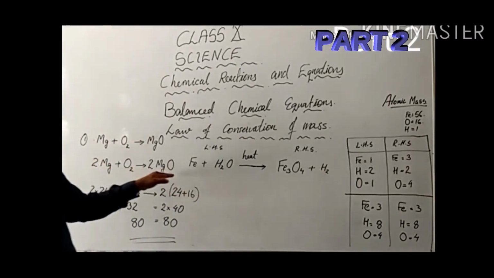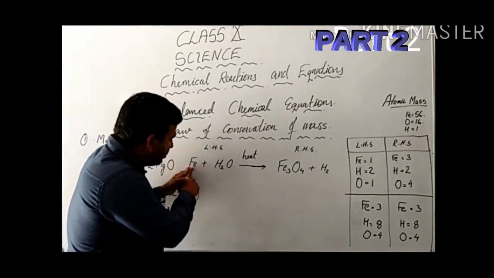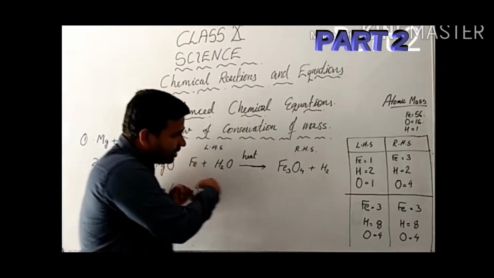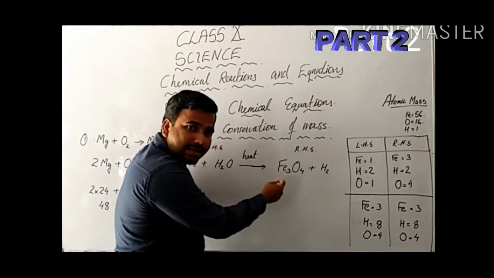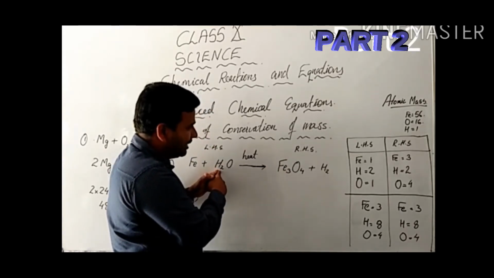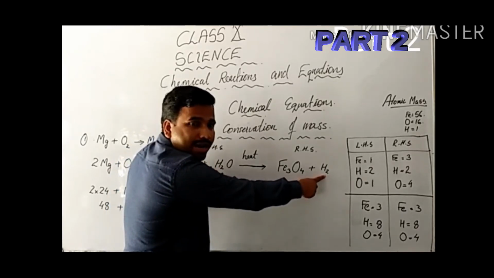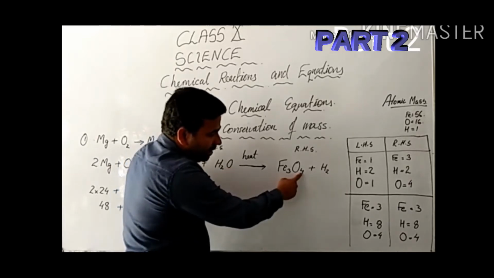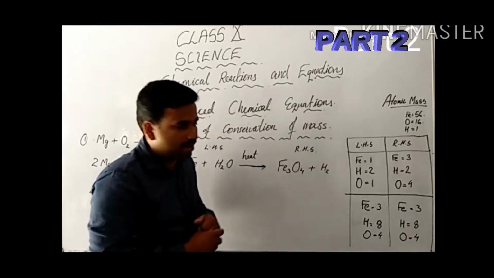So when you look at these two equations, look at iron: only one atom of iron is on the left hand side, but on the right hand side there are three atoms of iron. Again, look at hydrogen: here two atoms of hydrogen, here also two atoms of hydrogen. Here oxygen only one atom, and here four atoms of oxygen are present.